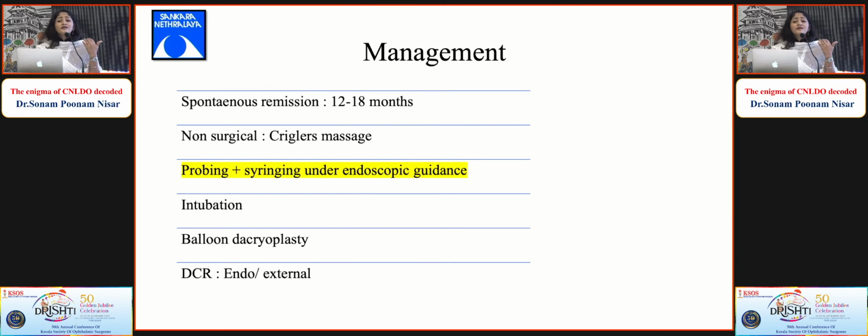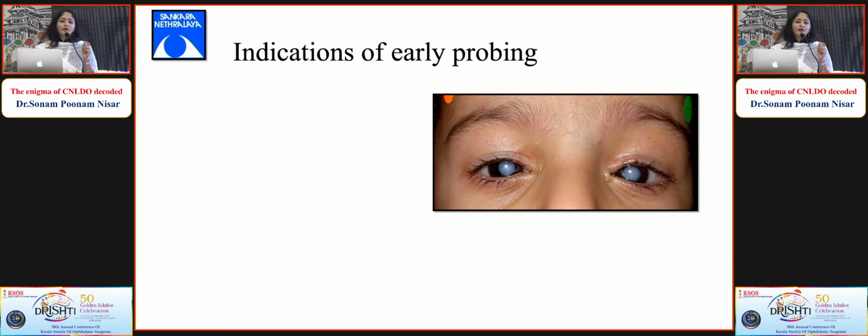So if Crigler's massage fails and the child is coming to you around 12 to 15 months of age, you can proceed with probing and syringing under endoscopic guidance. But there are a few indications of early probing that one must be well aware of.